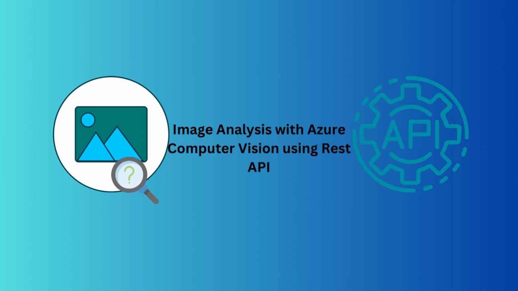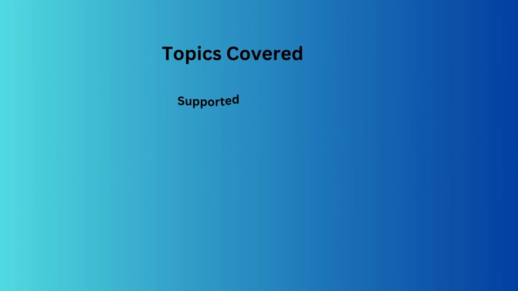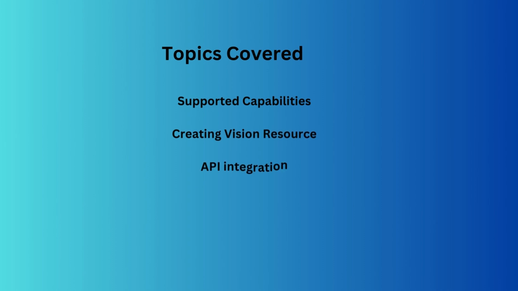Hi everyone. This video is about image analysis with computer vision using the REST API and the Volley library. In this video, we will see in detail about the capabilities supported by the vision, then how to create a vision resource, and then how to use the subscription key and endpoint in the application. Finally, we will give an input image and extract all the features and generate captions and tagging for that particular image.